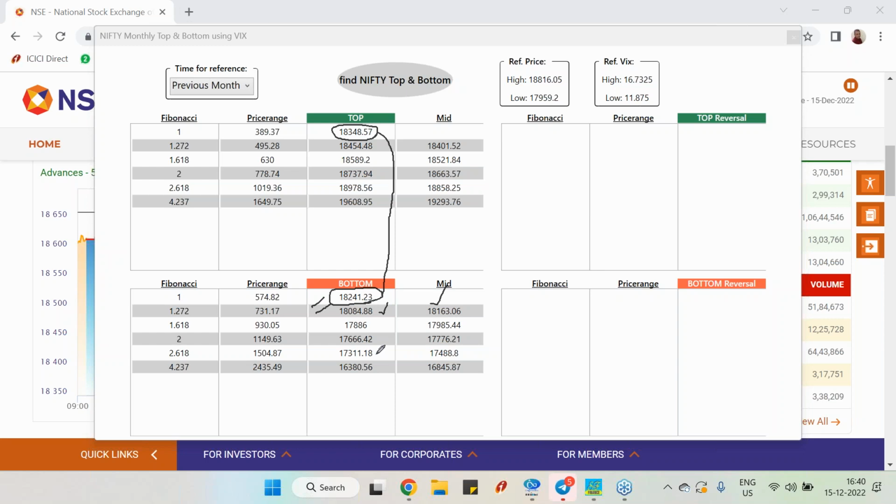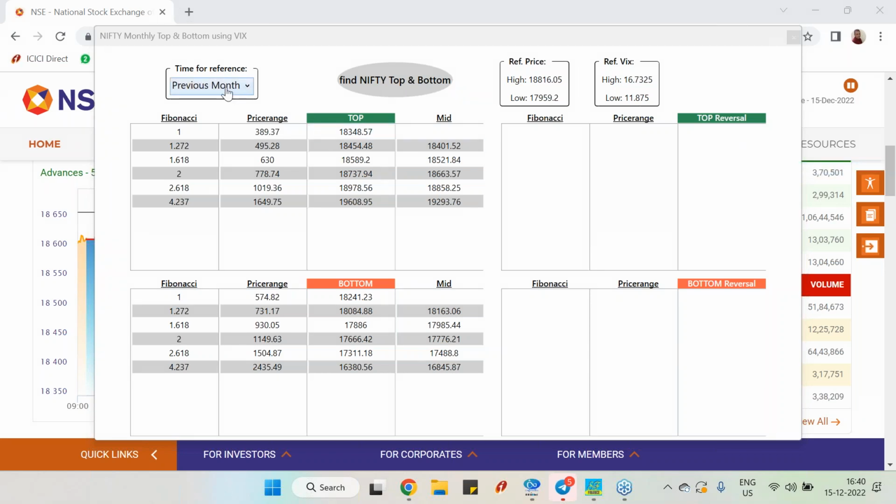And again, I can say that there is 2 to 2.618. This is the price level where you can get reversals, 17,500 to 17,776. At this level you can get a reversal. So these are the spot levels. This part we have done.